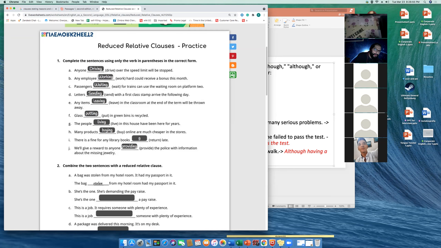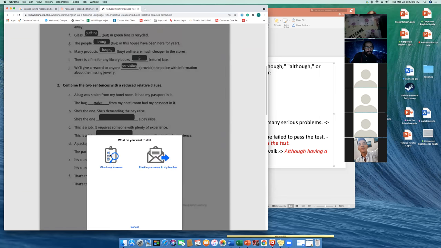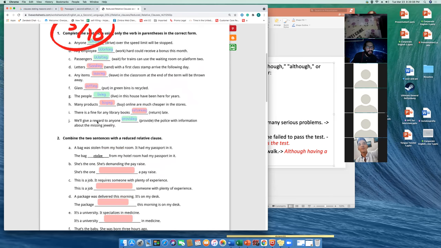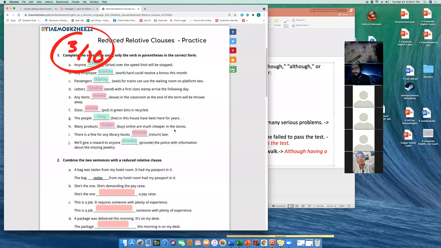Remember, we have a few. I have my doubts about E. And let's see what happens. Oh my goodness. We had a couple. We had good ones. We had driving, working, waiting, letters. You see, letters sent. Sent, right? Sent with a first class stamp, arrived the following day. See, we have these three. Oh my goodness. We got G, right, living, but buying. Many products bought online are much cheaper. Whoa, right?